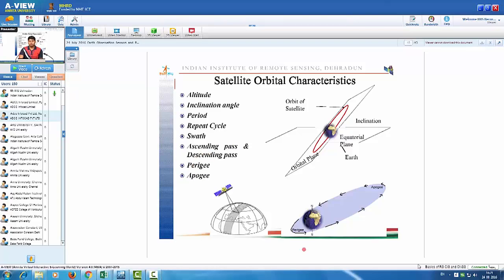Now coming to perigee and apogee. You can see this is the Earth's surface, with Earth rotating from west to east. Suppose the satellite is revolving, either from North Pole to South Pole or along the equator. The point in that particular orbit which is closest to the Earth's surface is called perigee, and the farthest point is called apogee. This is not to scale, but I have shown it through this image to explain what perigee and apogee are.